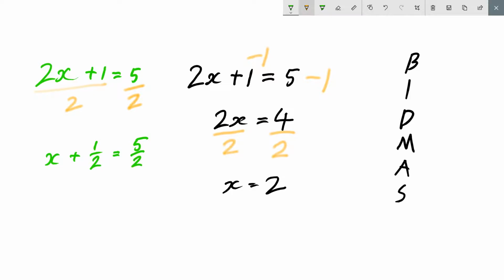And now I need to subtract 1/2. And what I'll get there is x equals 4 over 2, which equals 2. So we got the same answer, but you can see that it's a whole lot nicer if we just don't deal with fractions. Alright, let's try another example.